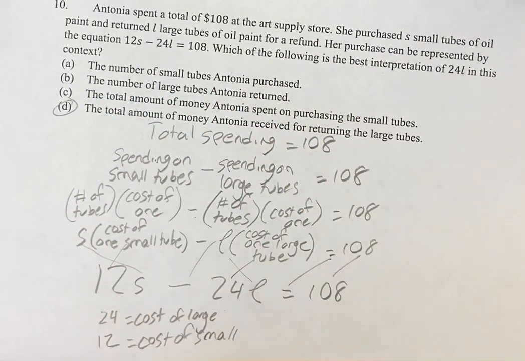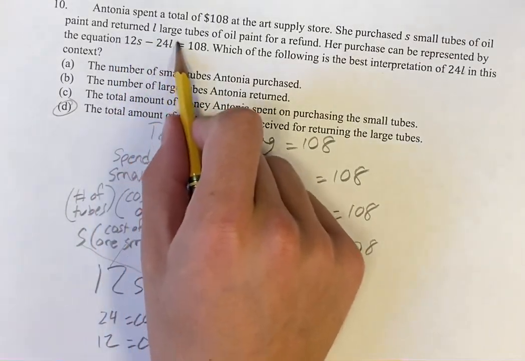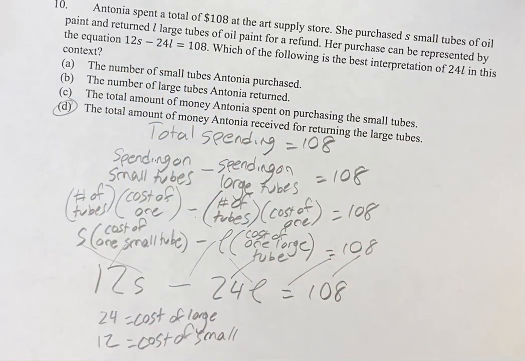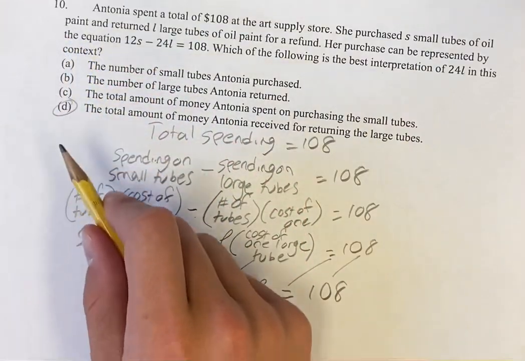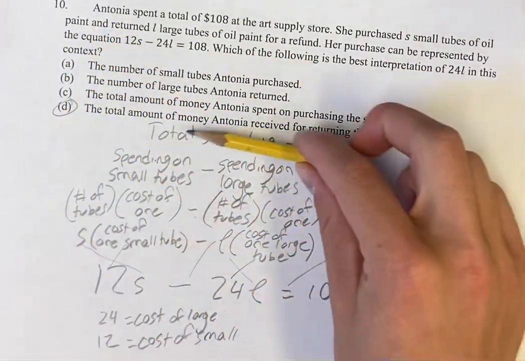Hope you see how this works. You might not actually see what 24L could represent just off of looking at the equation, but if you look at the information that they give you, then you can find it through deduction.